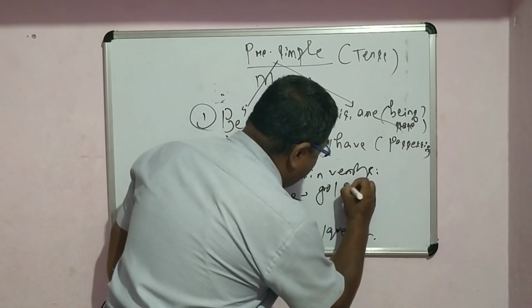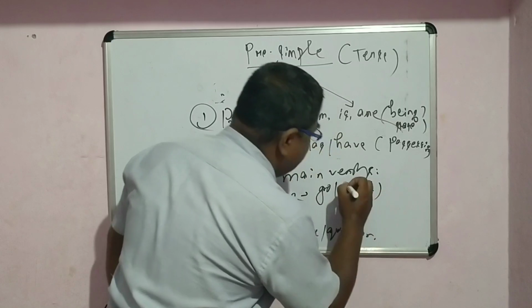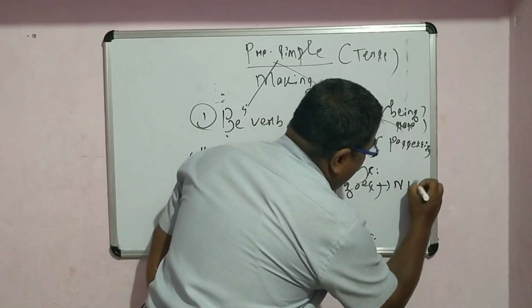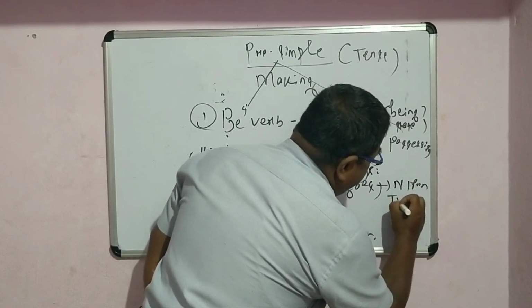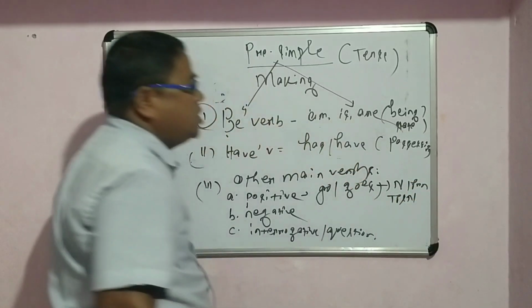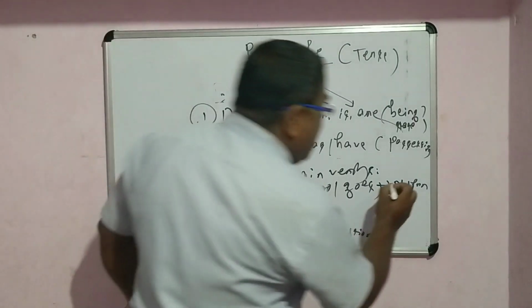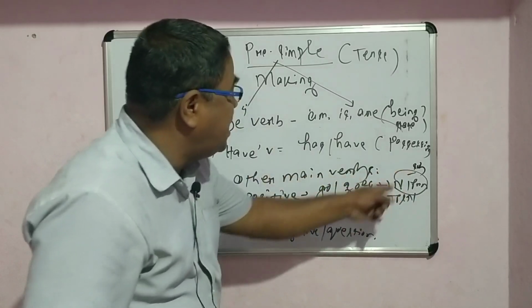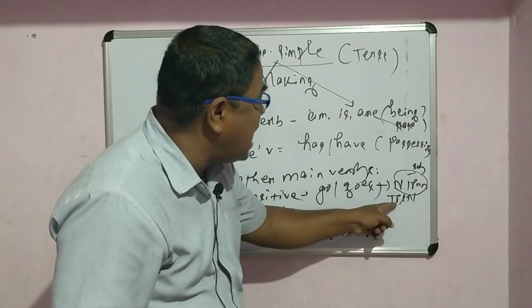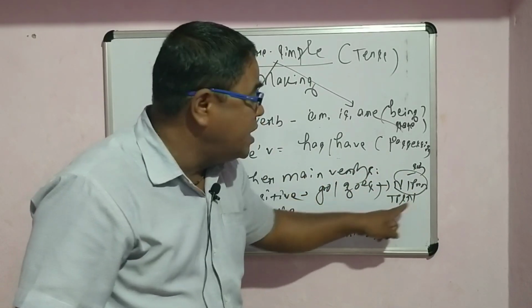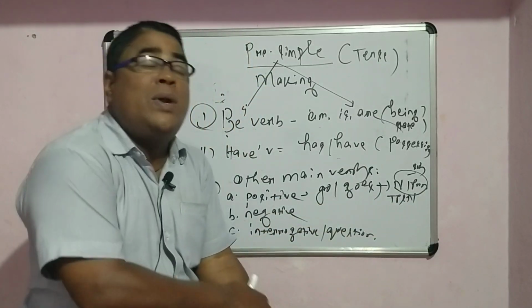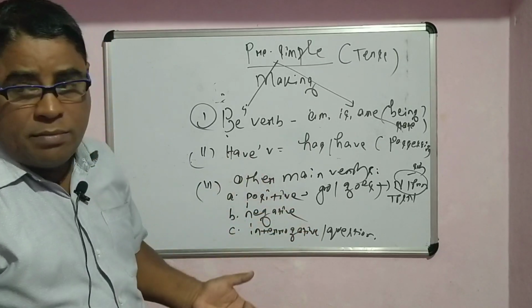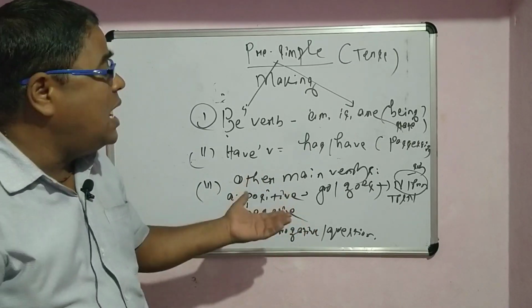Suppose go and goes. Goes is used if the noun or pronoun is in TPSN. TPSN means third person singular number. Noun pronoun means in which part? In the subject part. In the subject part, if the noun or pronoun is in third person singular number. Remember, TPSN means third person singular number. What is third person singular number? He, she, mobile, road, tree, Anil, Jack, Sunita, etc.